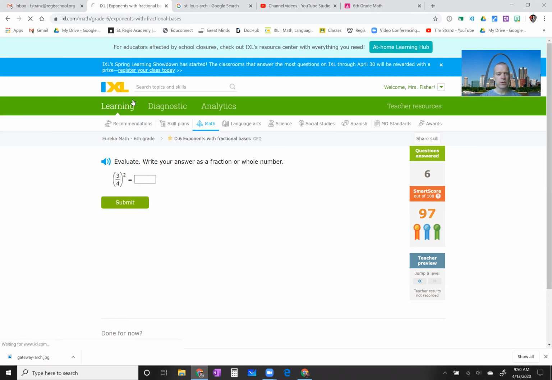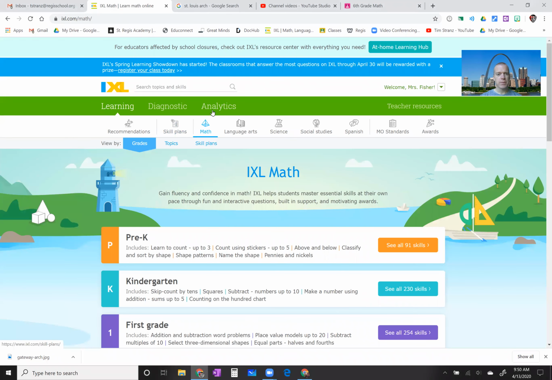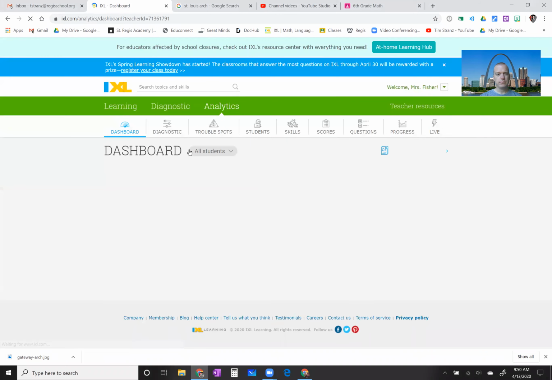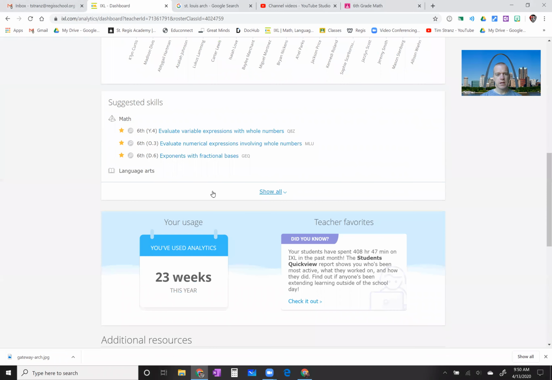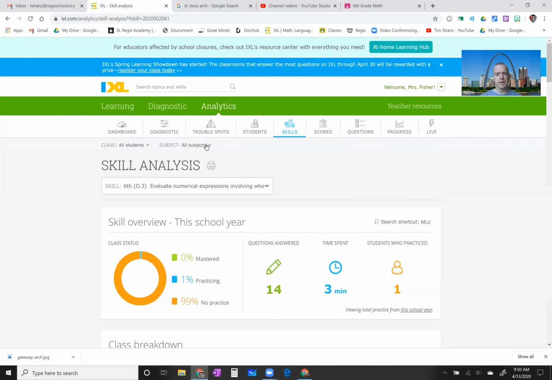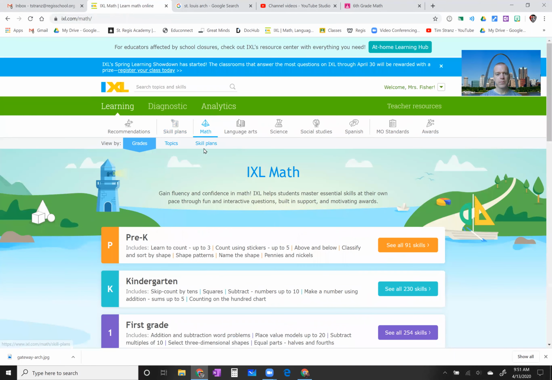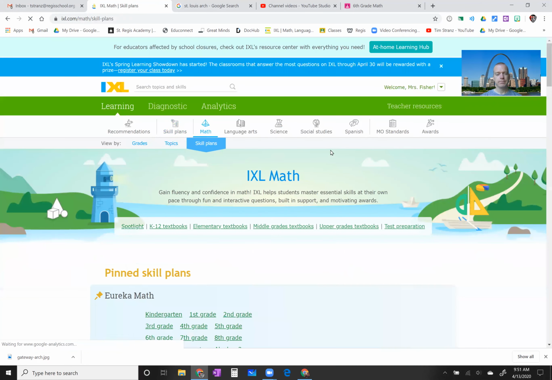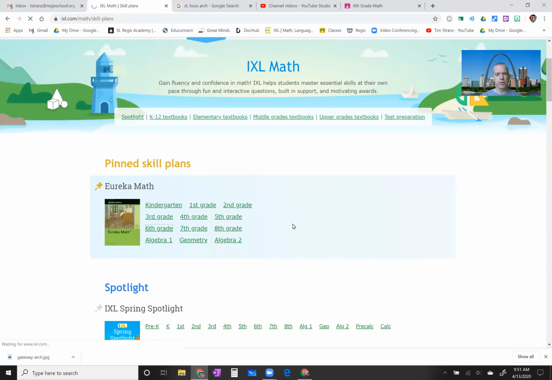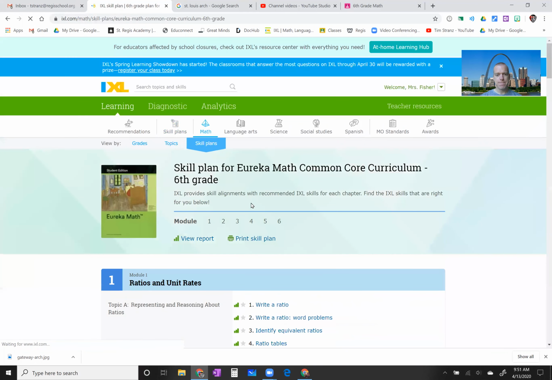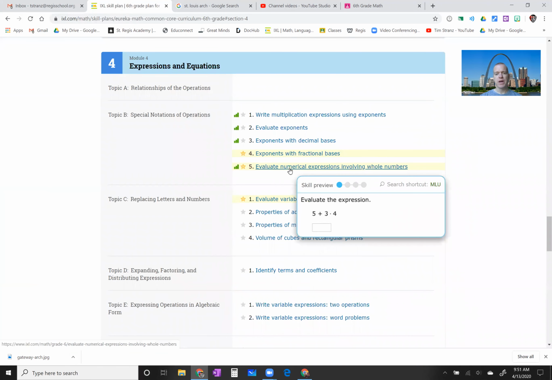Let's look at the next skill that you're going to complete. I'm going to go to 6th grade. Okay, so your second skill is evaluate numerical expressions involving whole numbers. Let me see if I can actually go to that one. Whoops, I went to the wrong thing. So 6th grade, you're in module 4 right now. Okay, so evaluate numerical expressions involving whole numbers. Let's look at that one.